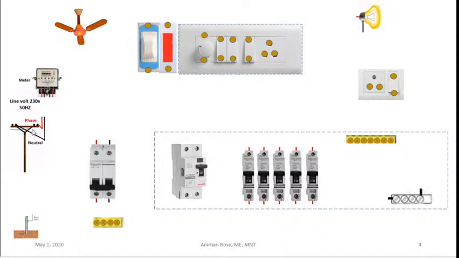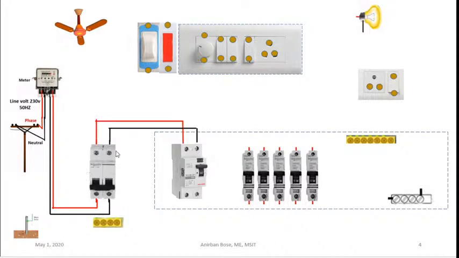Initially the phase is coming and the neutral is coming from the pole. Now phase and neutral go to the AC meter input. So these are the two inputs. Then from the output of the AC meter, it goes to the double pole MCB or DP MCB. Here you can see the phase and the neutral going. Then from the MCB output, it goes to the input of the earth leakage circuit breaker.